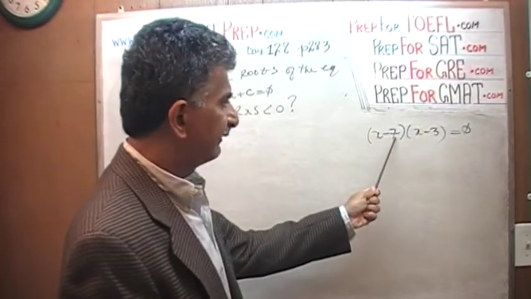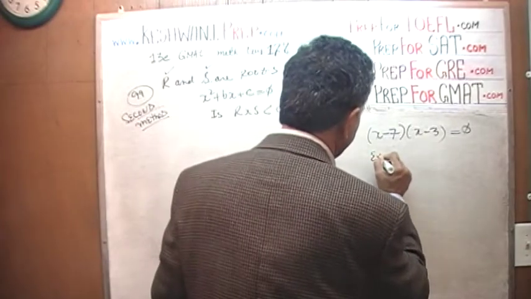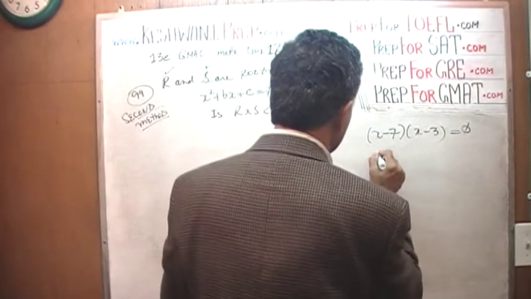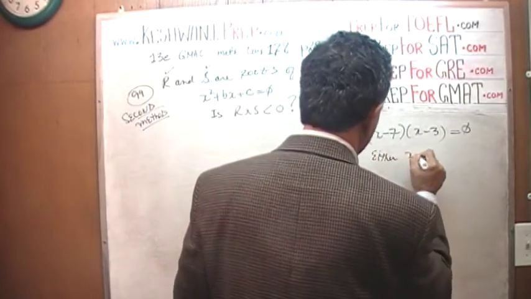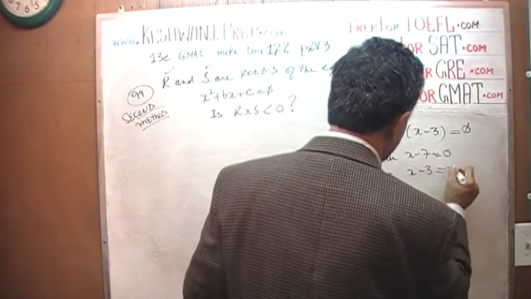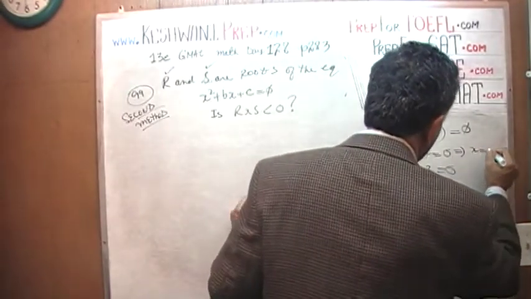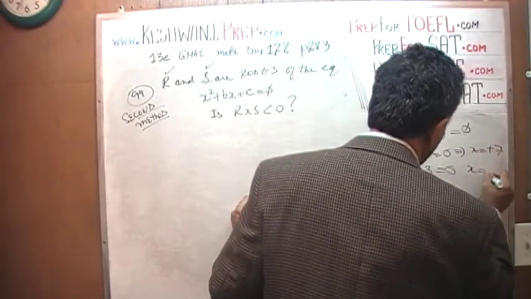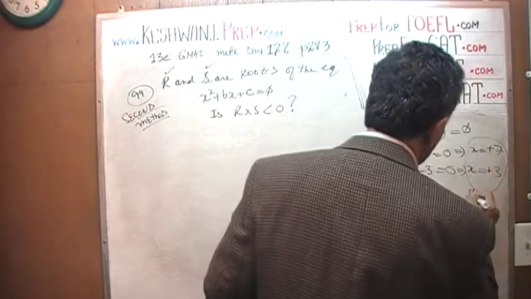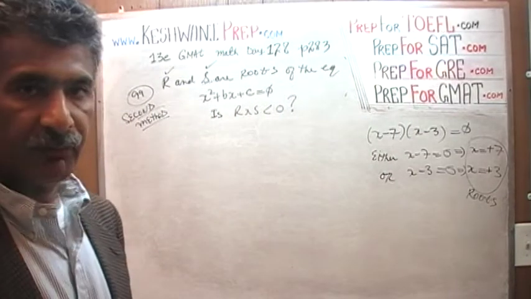Since x minus 7 times x minus 3 is equal to 0, either x minus 7 is equal to 0, or x minus 3 is equal to 0. Or maybe they are both equal to 0, who knows? Which means that x equals positive 7 or x equals positive 3. These are called the roots. The roots of this equation are positive 7 and positive 3.